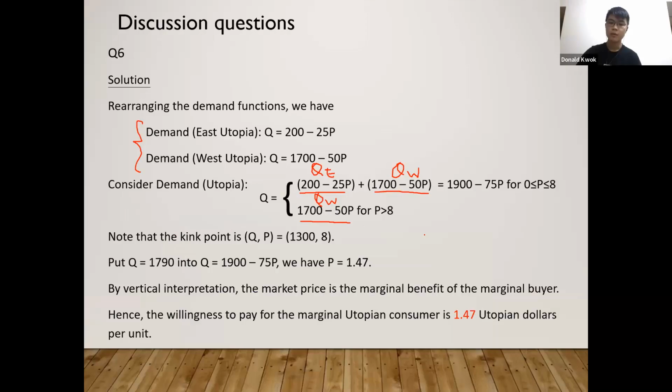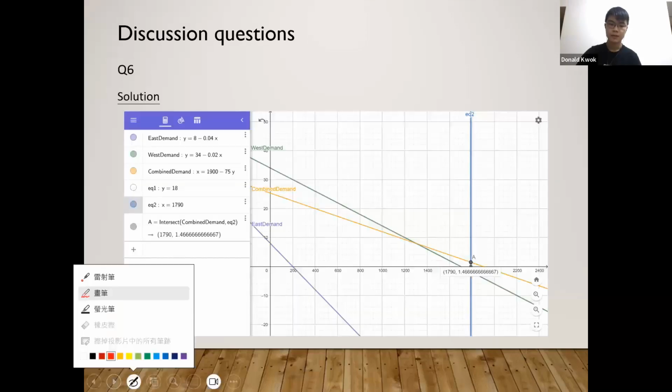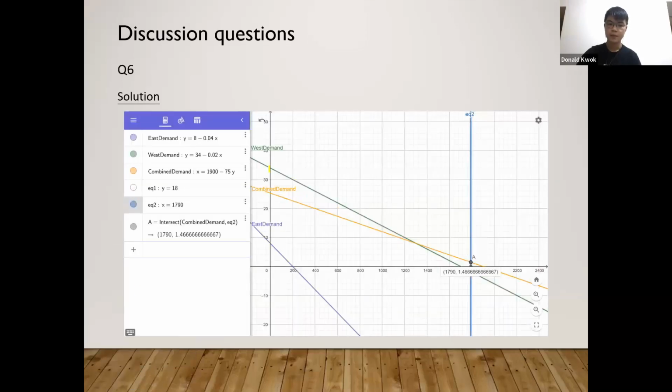All right, so graphically, it will be something like this. When the price is high, above 8, then the combined demand curve is only reflected with the West Utopia demand. While if the price is below 8, then we use the combined expression, the orange portion here. When the price is high, then the green portion, while if the price is low, then the orange portion. So the yellow kinked curve is actually the combined demand curve in question.